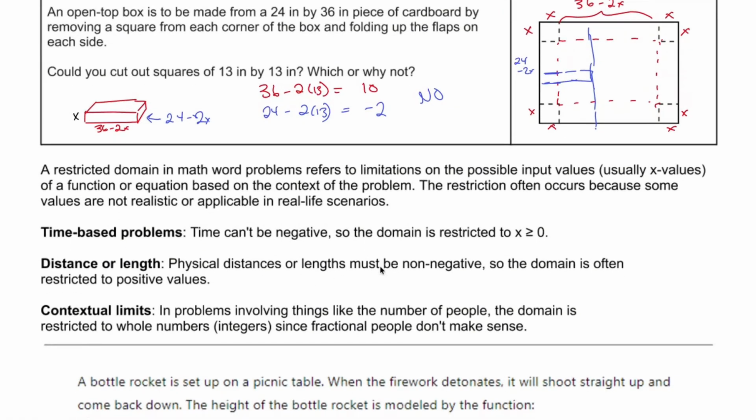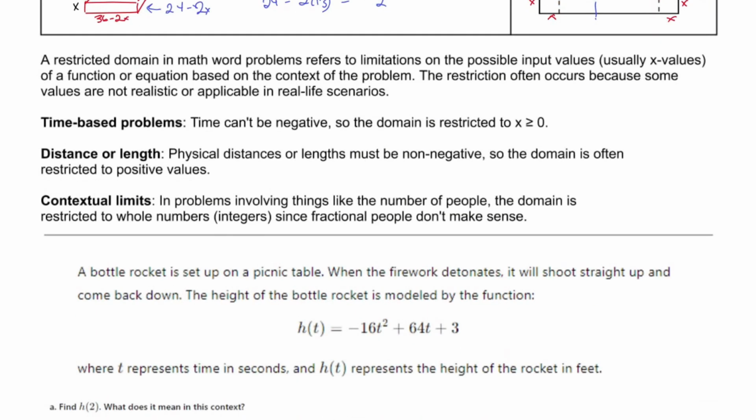I said that phrase restricted domain a few times. What is a restricted domain? Well, it's basically what you're allowed to plug in and not plug in. Like I can't plug in 55 for x in either of those. A restricted domain in math word problems refers to limitations of the positive input values, usually the x values, of a function or equation based on the context of the problem. The restriction often occurs because some values are not realistic or applicable in real-life scenarios. For example, I would get negatives here, and you can't have negative height.